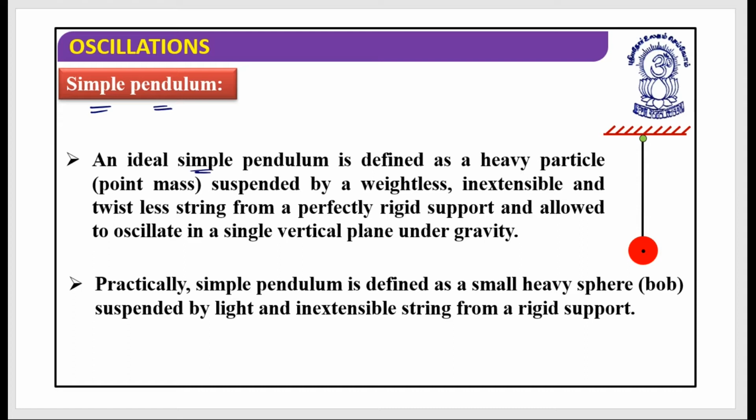An ideal simple pendulum can be defined as a heavy particle, generally considered as a point mass, suspended by a weightless, inextensible and twistless string from a perfectly rigid support and allowed to oscillate in a single vertical plane under gravity. Practically, a simple pendulum is defined as a small heavy sphere, generally called a bob, suspended by a light and inextensible string from a rigid support.